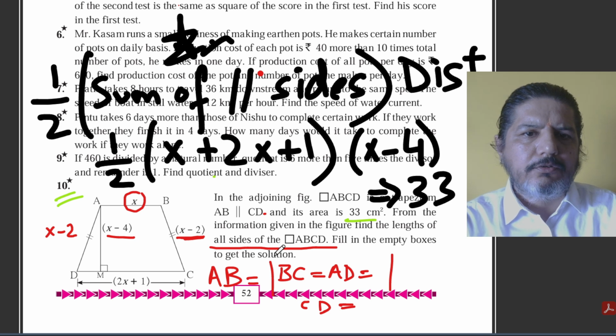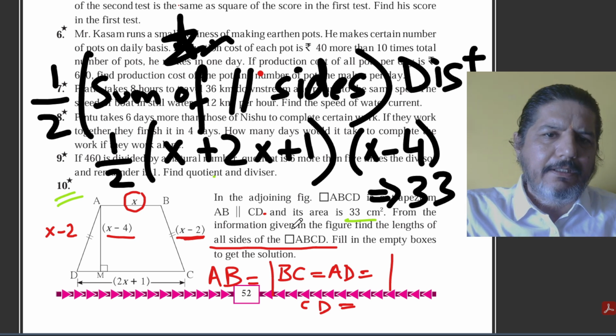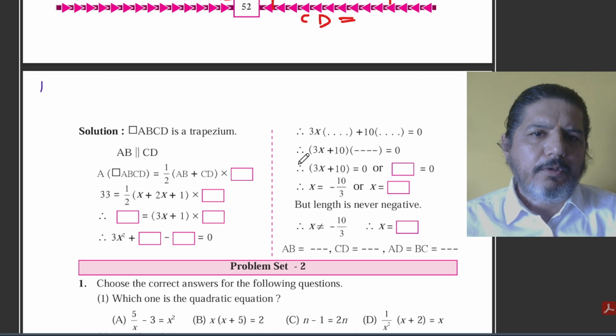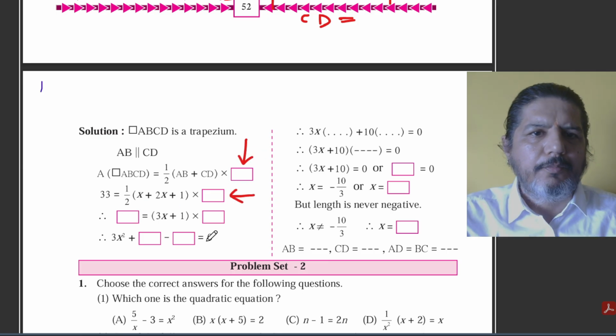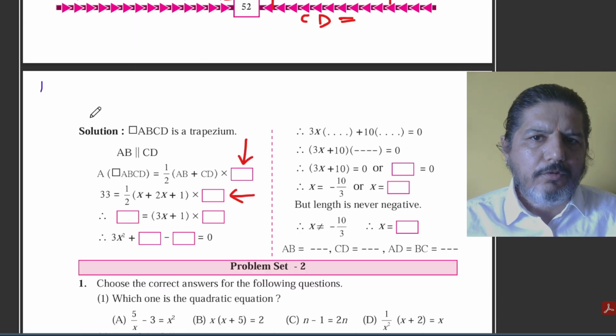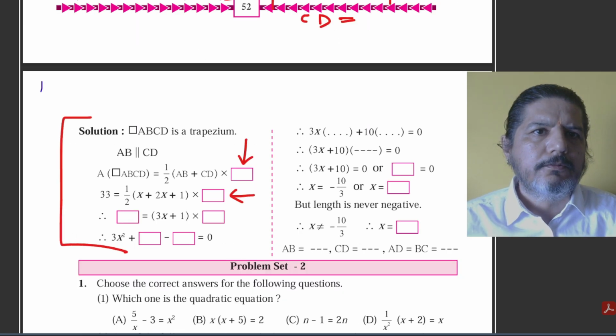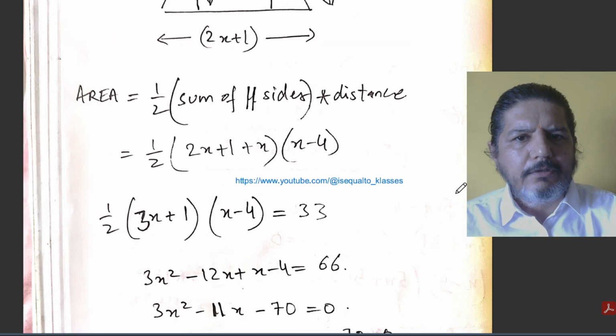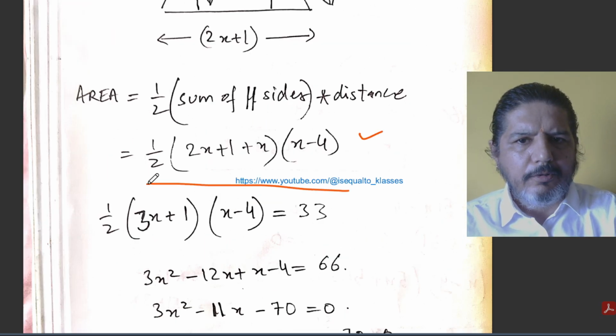Fill in the empty boxes to get the solution. They have given a flow chart, but let's ignore the flow chart. You can see what they have mentioned. So basically you have to fill the value here. I think once you look at the solution, you'll be able to do that. So let's start the solution. As I've told you, this is the equation that will be formed.